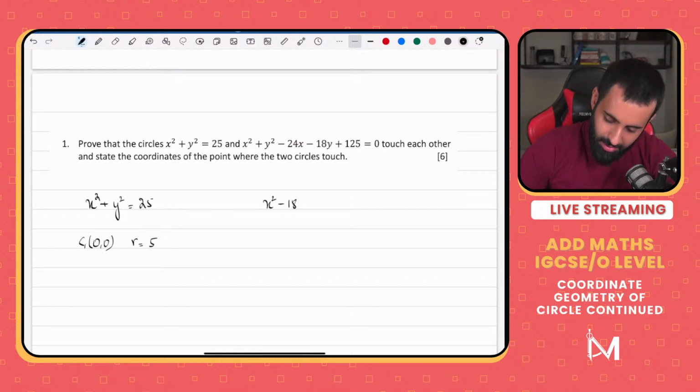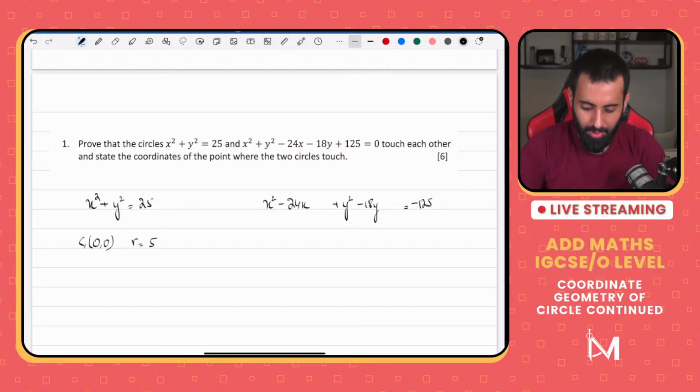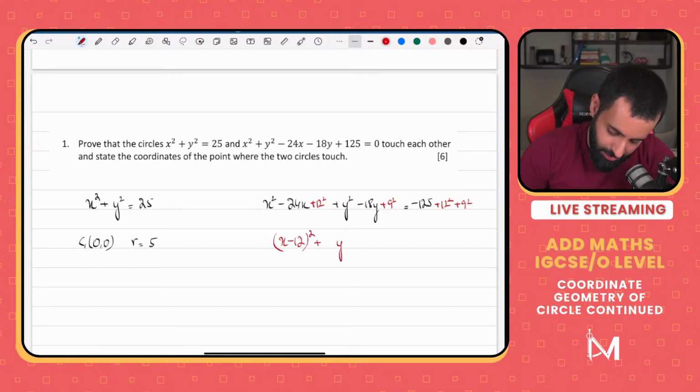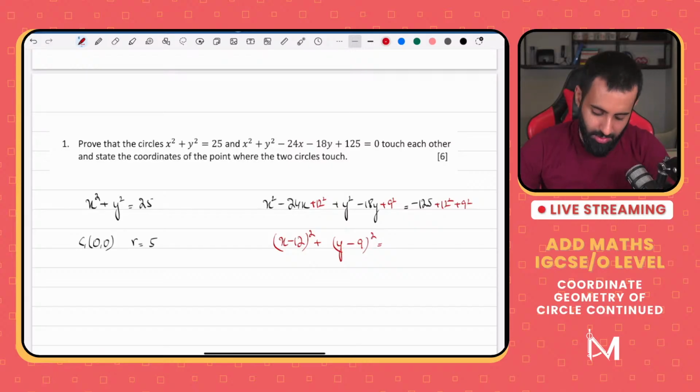As far as the second equation is concerned, we will have to find out the coordinates of the center by bringing it into completed square form. So, plus y squared minus 18y, and then let's take the constant across the equals sign, which is minus 125. Now what do we add? We add 12 squared on the left hand side and 12 squared on the right hand side, and then we add 9 squared on both sides as well. This becomes (x minus 12) the whole thing squared, plus (y minus 9) the whole thing squared, which is equal to minus 125 plus 144 plus 81, which is equal to 100.